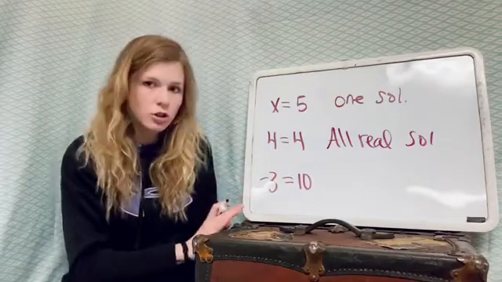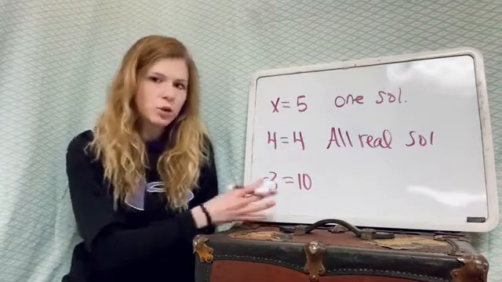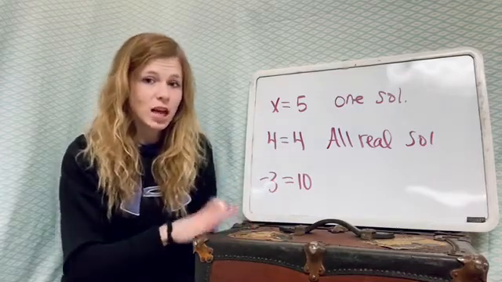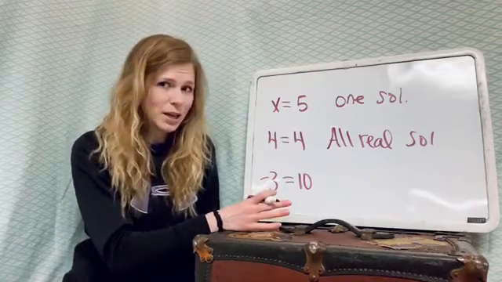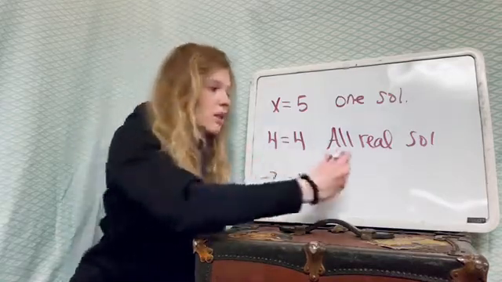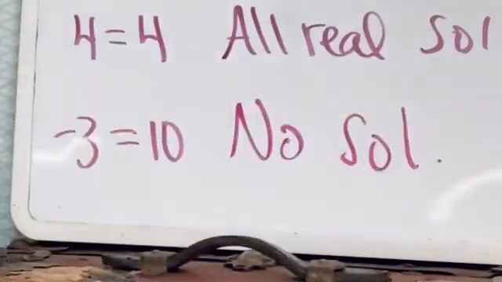And the final solution that you should look out for is when you have something like -3 equals 10. Okay, this is not true. I know that this -3 does not equal 10. So if you end up with something like this, odds are there is no solution to that equation.